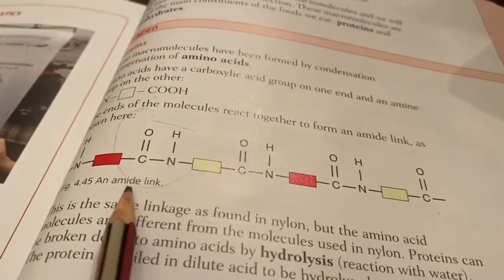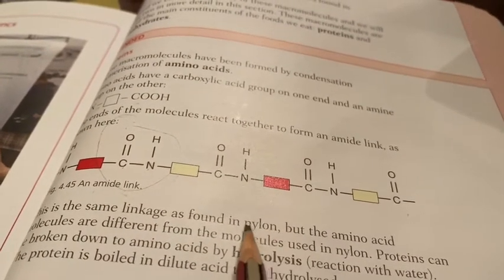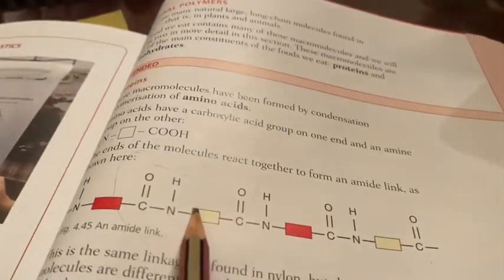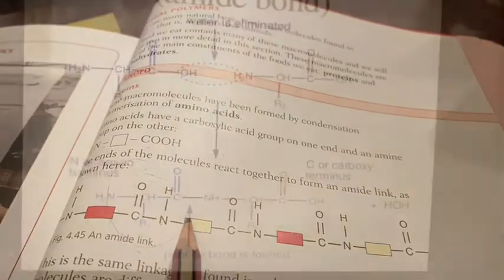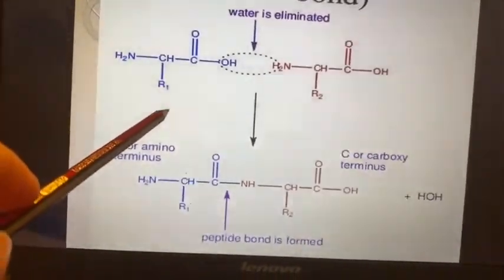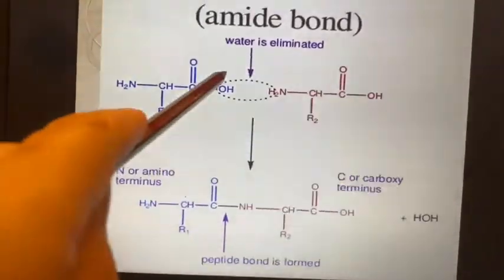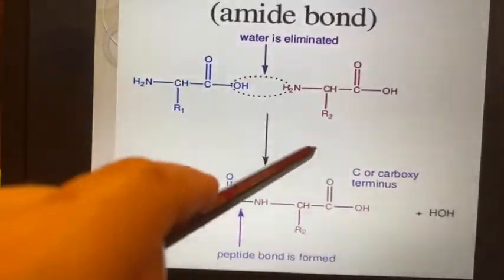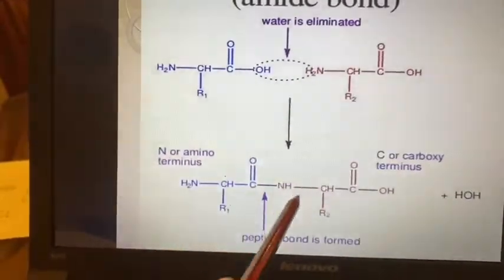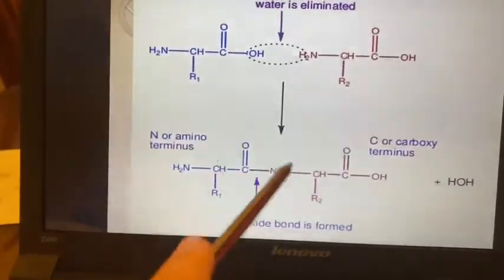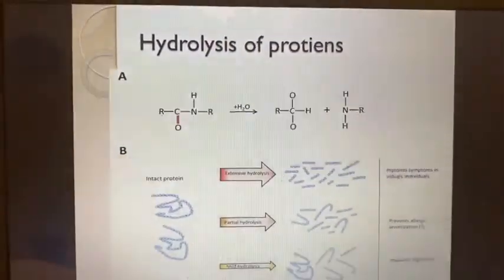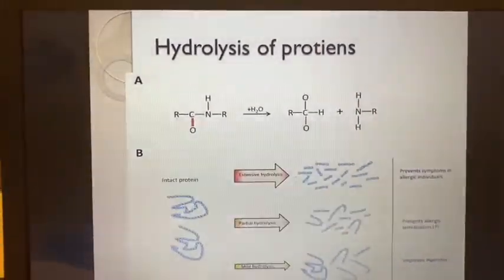And it resembles the linkage in nylon. Nylon is a synthetic polymer, while protein is a natural polymer. And don't forget that this polymer is made up by condensation. It's a condensation polymer because one water molecule will be removed from this amino acid and this amino acid, and a new link is formed, which is called the amide link. Now, proteins, which are natural polymers, can be hydrolyzed.